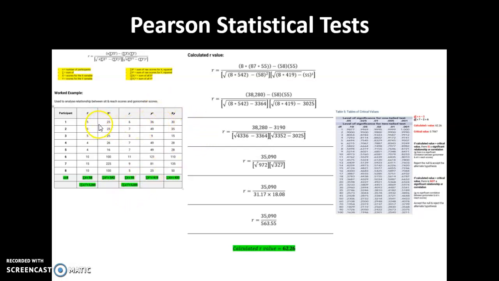You then times X and Y together. So you times 5 by 6, 5 by 7, 5 by 3, and so on. You then total that number up. You then move along onto the table here.